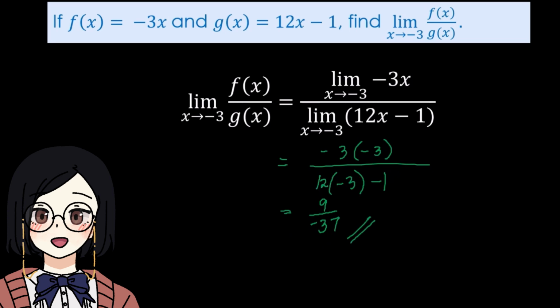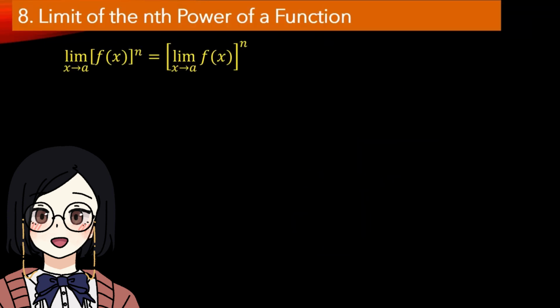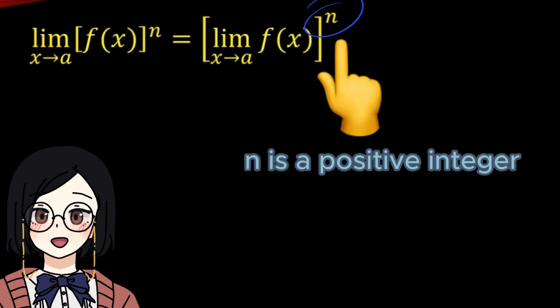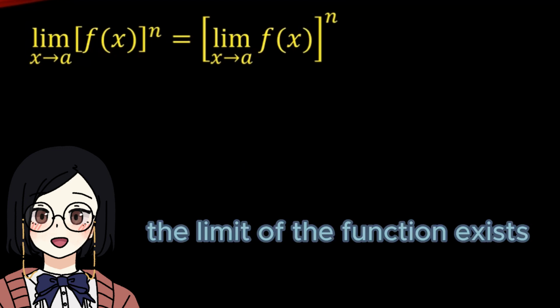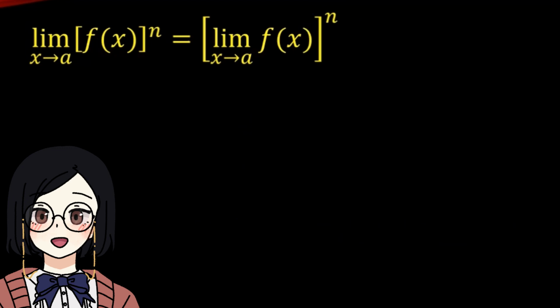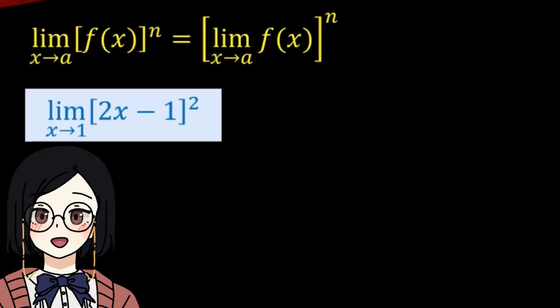In evaluating the limit of an nth power of a function, we make sure that n is a positive integer and that the limit of the function as x approaches a exists. If these are satisfied, the limit of an nth power of a function is equal to the power of the limit of that function. Let's try this.